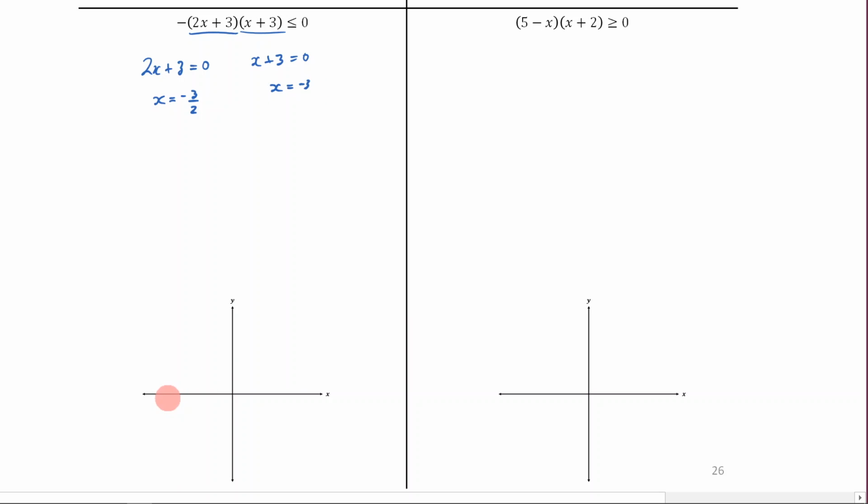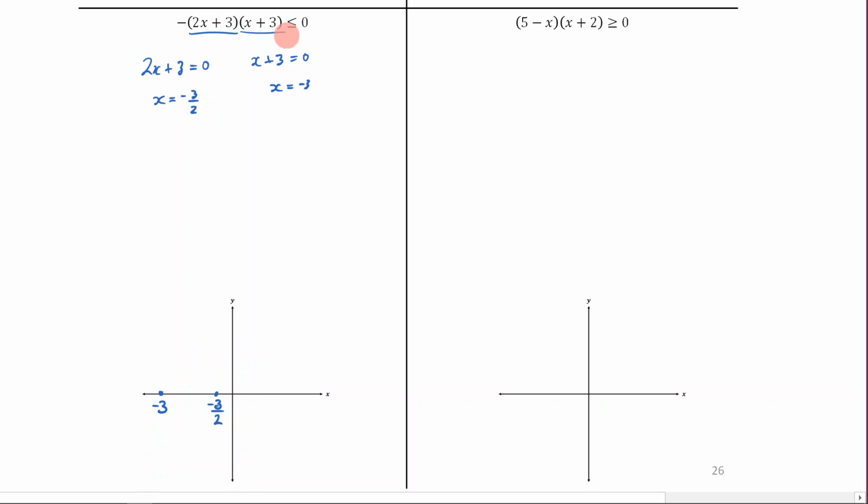Now I can come to my graph and I can put in these points. So one is going to be at negative 3, and the other one's going to be negative 3 on 2. Perfect. Now, before we sketch this, we need to be careful about the concavity of this thing. What I mean by that is, is it going to look like this, or is it going to look like this?